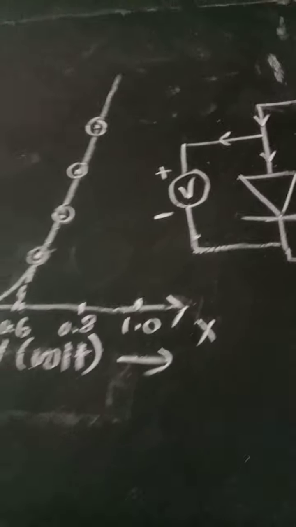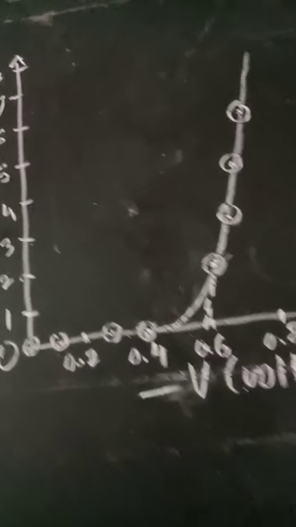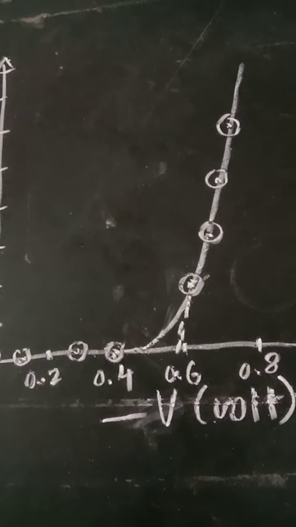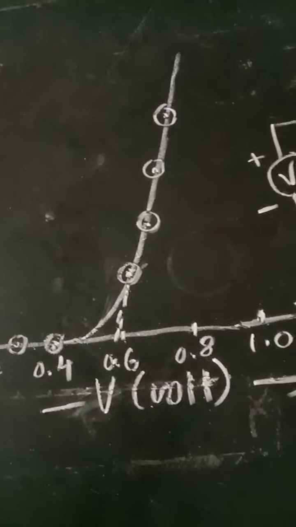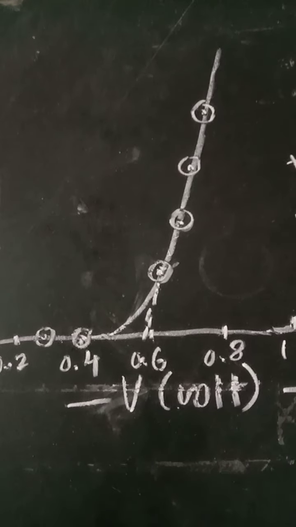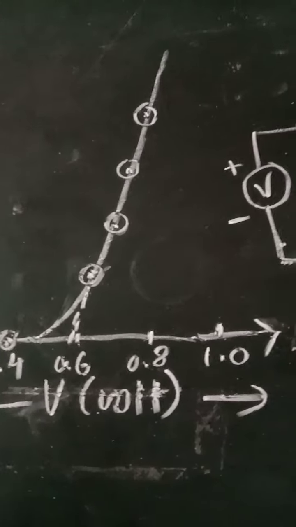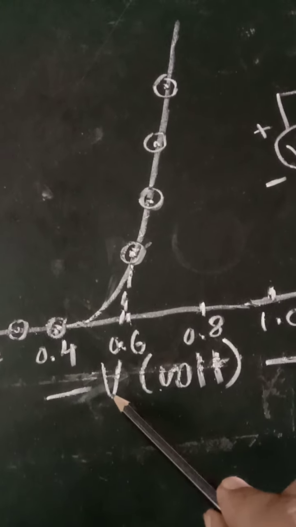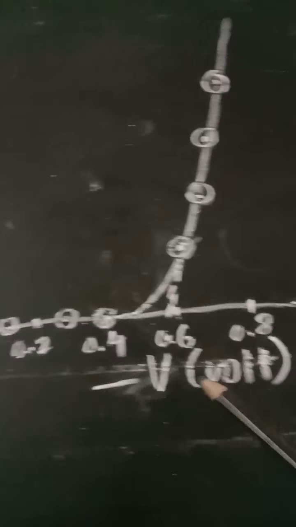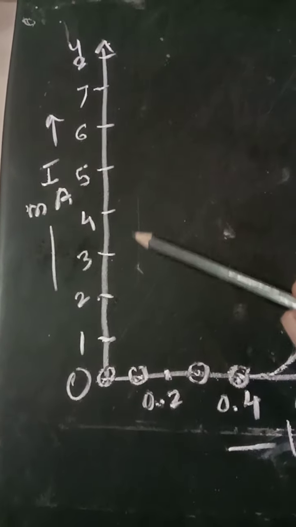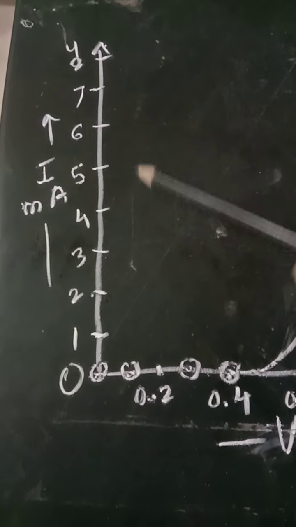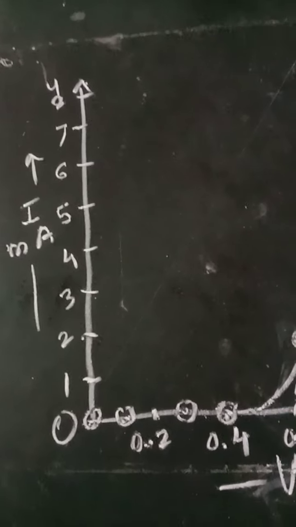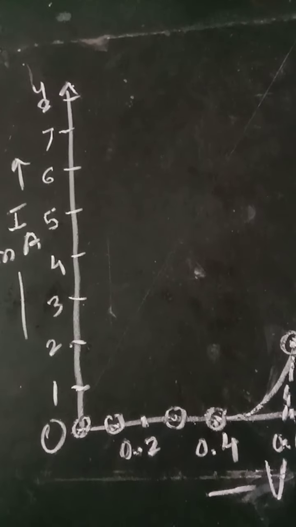Now after completion of the readings, we will have to plot the IV characteristics, that is, the current-voltage characteristics of the PN junction diode. For that purpose, along the x-axis, the voltage V will be plotted. Along the y-axis, the current I in milliamperes will be plotted. This will be plotted using a suitable scale.